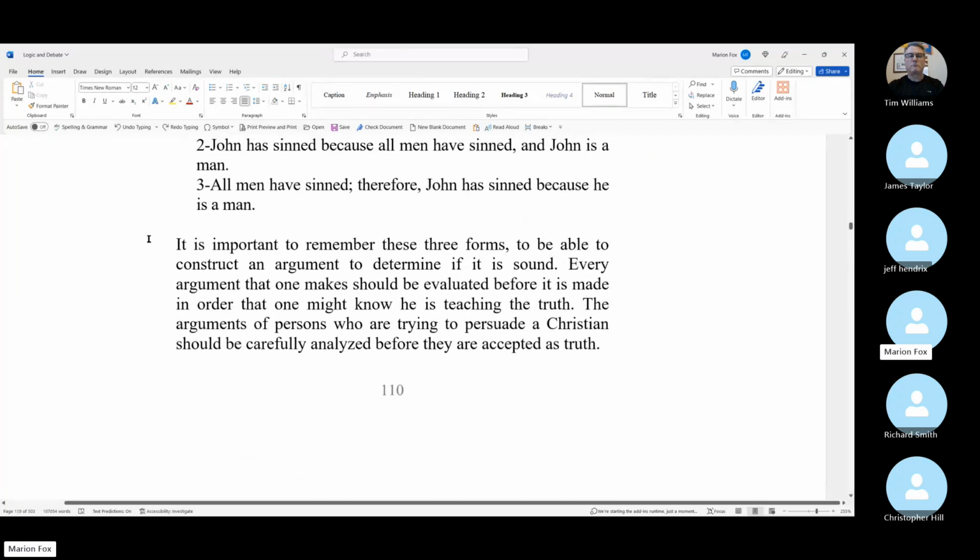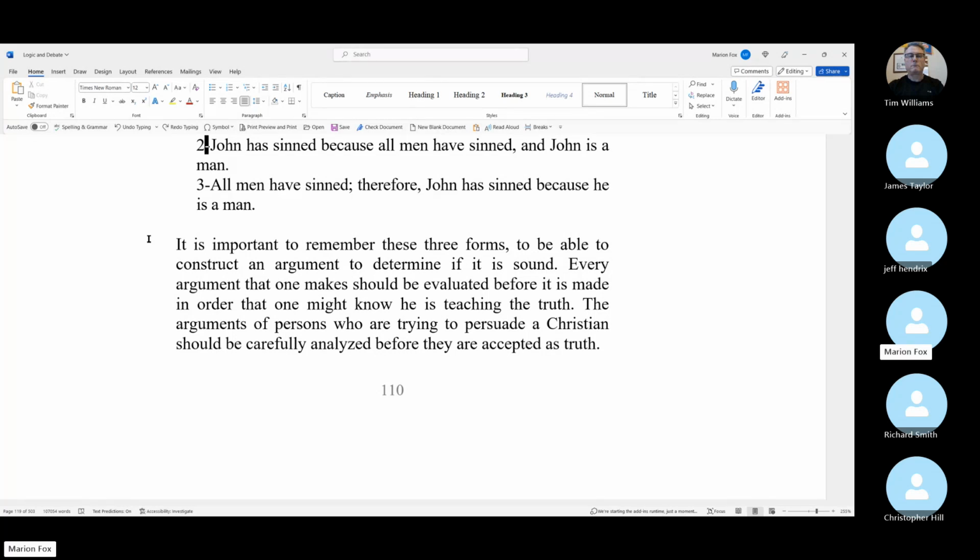Someone makes an argument, you say, well, here's what his argument is. Then you evaluate to see if it's sound. Every argument that one makes should be evaluated before it's made in order to know that he's teaching the truth. When you're making an argument, you need to evaluate it. I don't think you should use a bunch of syllogisms in your preaching. I use them occasionally, but what you need to do is be sure that what you're saying is true. It's right. That's what you need to do.